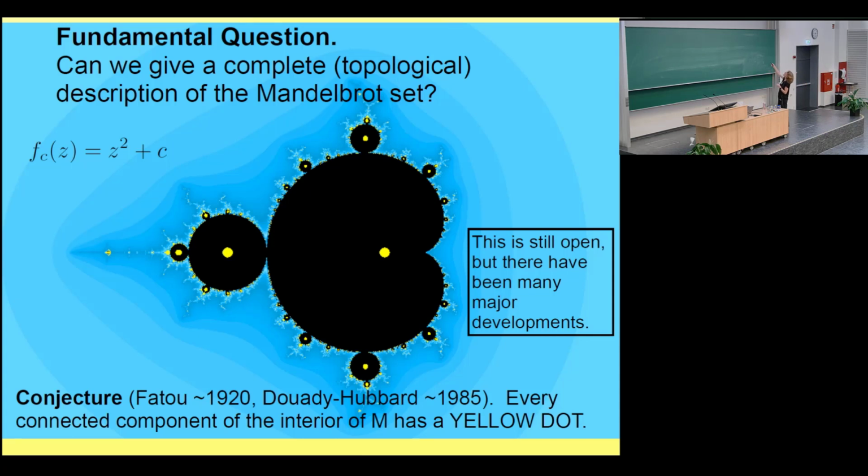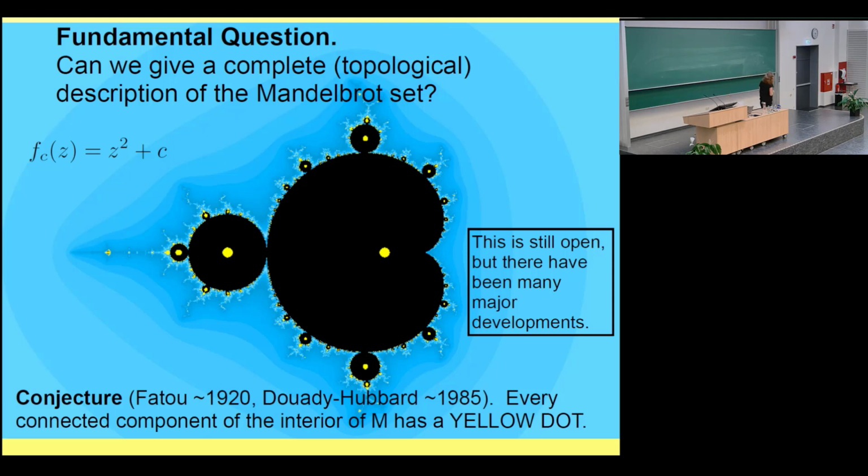Remember, I said you can see them in each of the connected components of the interior at the scale of the picture I've drawn. And if you zoom in anywhere, you would continue to see yellow dots. So everywhere we've looked, we've found yellow dots. But we cannot prove that every interior component actually has a yellow dot. And that's really what we'd like to know. And so we want to understand more about these yellow dots.